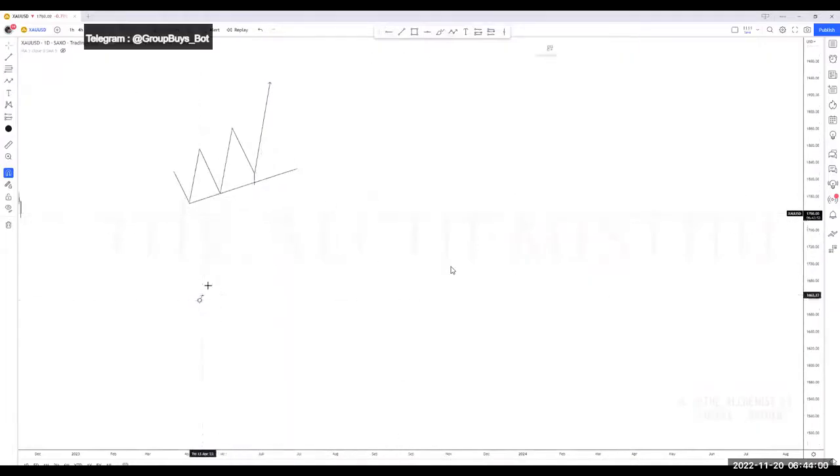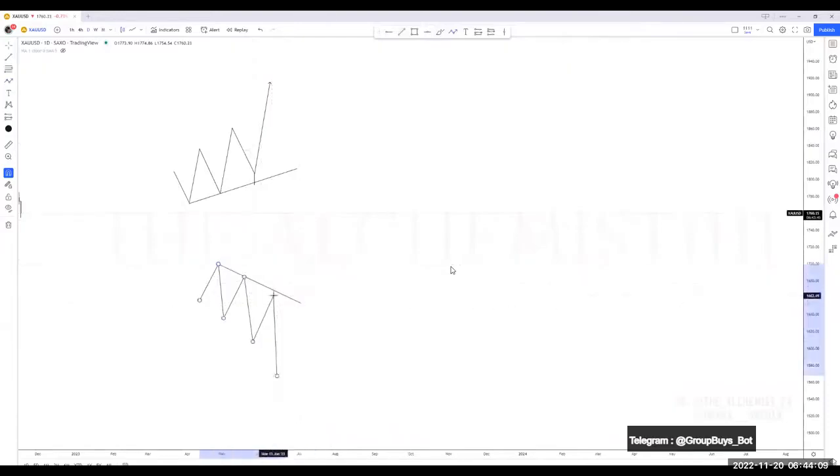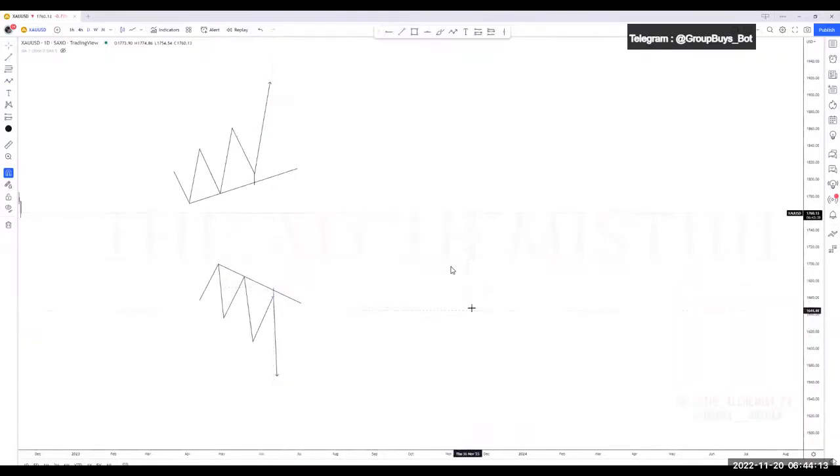And same thing, this right here will be the second one, just the opposite way. So this will be the second one, like this. First touch, second touch, and the third touch will be our entry.